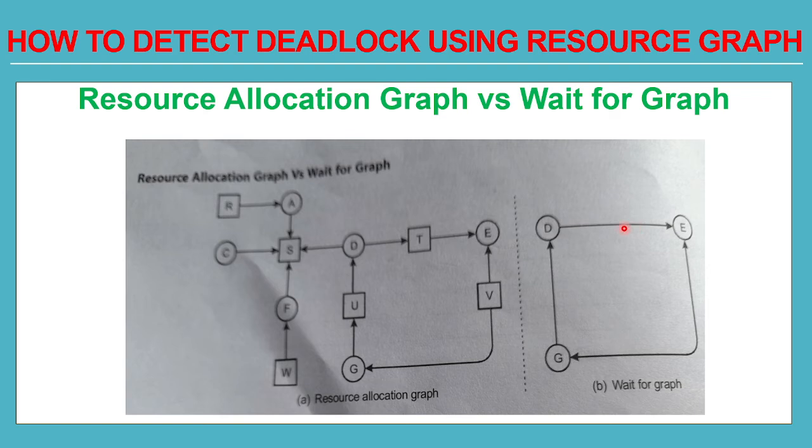In the wait for graph, only processes will be shown and the lines with arrows, showing processes which are waiting for other processes to release their resources. Okay, and you can show the cycle using the wait for graph also, but the resources you can't show in the wait for graph, that you can show only in the resource allocation graph. So mostly we use the resource allocation graph for detecting the deadlock.